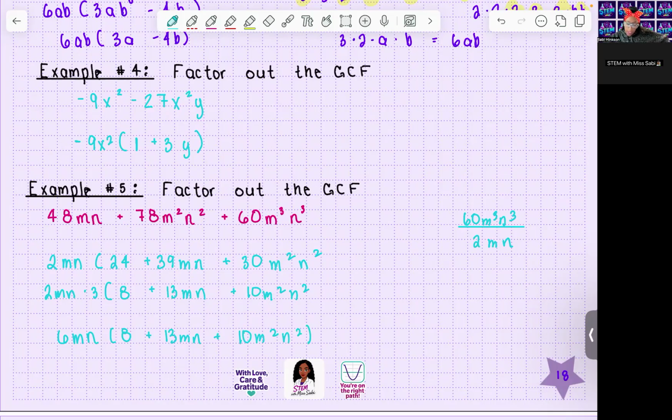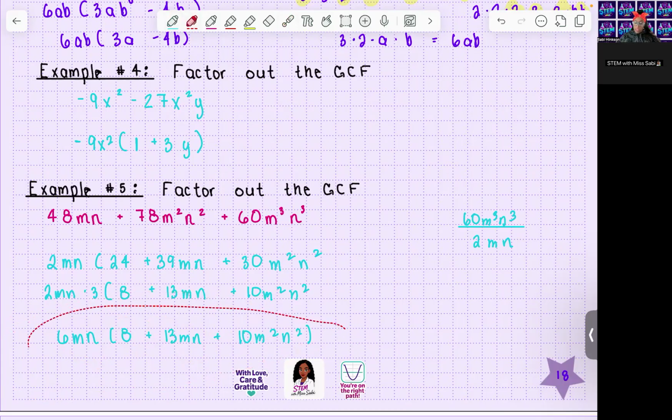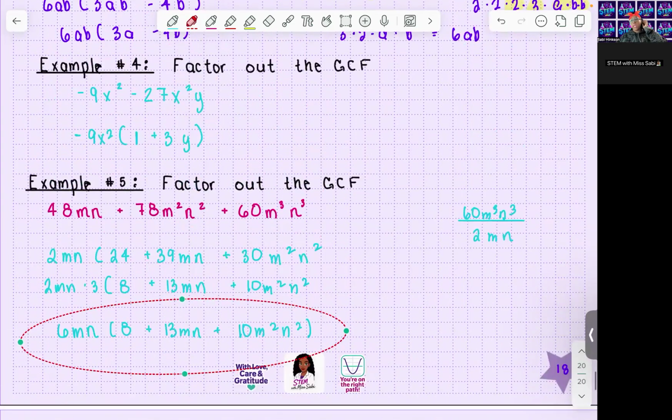So let's check that back to make sure we did it correctly. Now this can't be reduced anymore. 6mn times 8 is 48mn. 6mn times 13 is 78m squared n squared. 6mn times 10m squared is 60m cubed n cubed. So this is your final factored answer. So that was factoring by taking out the GCF. There are other methods of factoring that will be for another day.